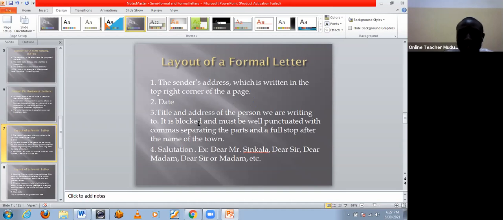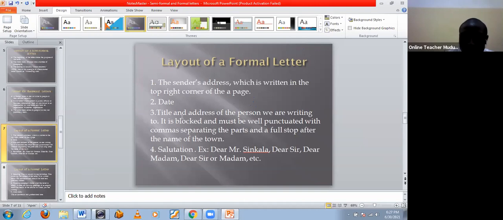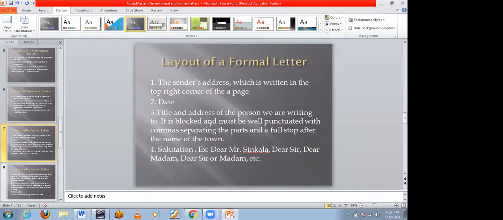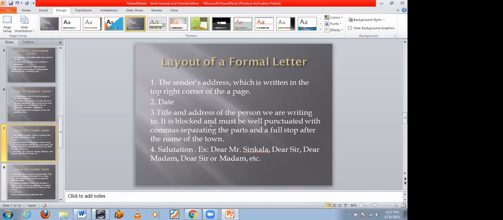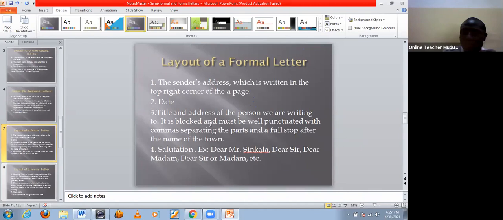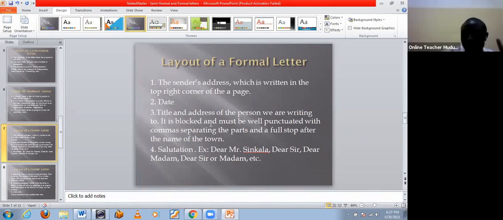So the address here should be blocked. Last week, we looked at the styles of writing the address and we identified the indented one and the blocked one. So here, we're going to write the blocked address. And this block address must be well punctuated with commas separating the parts and a full stop after the name of the town. So you write the title of the person, you put a comma, and the address of the institution, a comma, the PO box and everything, comma, then the name of the town, full stop.